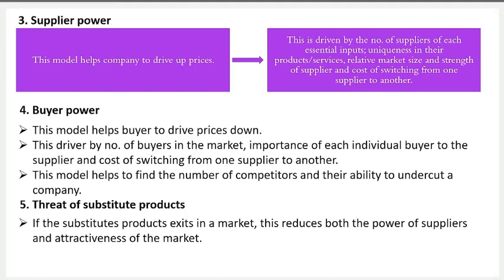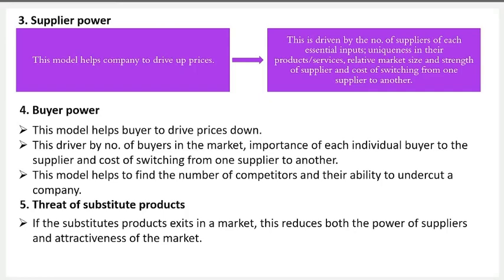Supplier power. This model helps a company to drive up price. This is driven by the number of suppliers of each essential input, uniqueness in their products, relative market size and strength of the supplier, and cost of switching from one supplier to another. So basically, this model helps a company to increase their price. They can increase their price if they have uniqueness, some USP in their product or service, something unique.